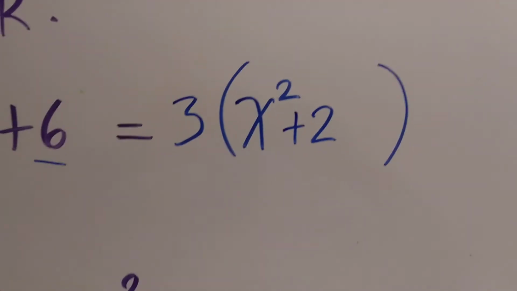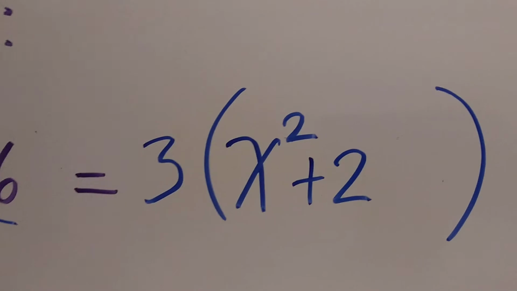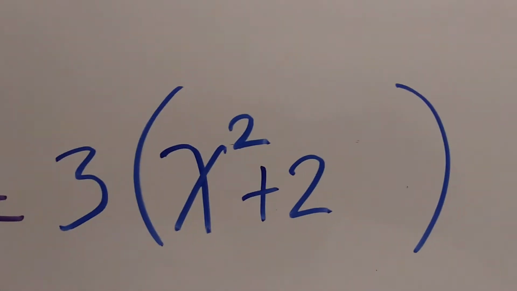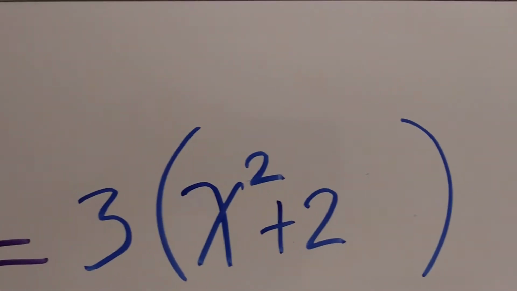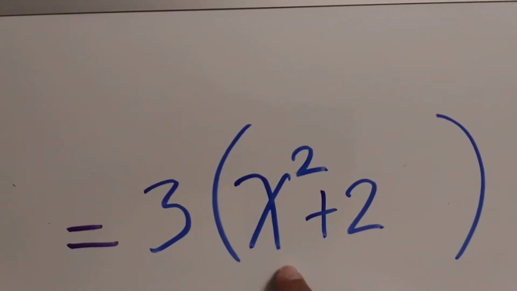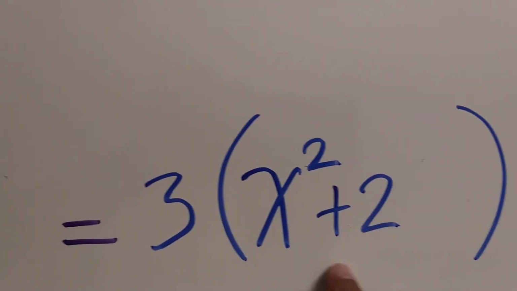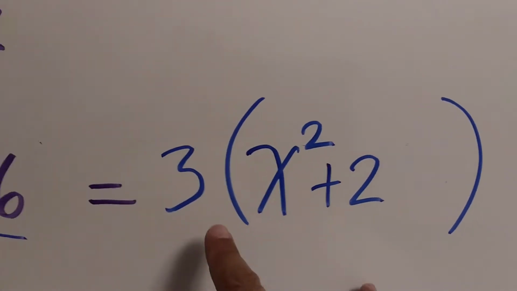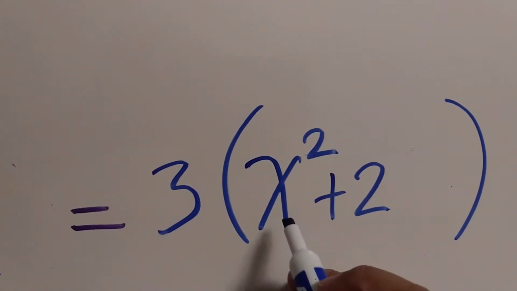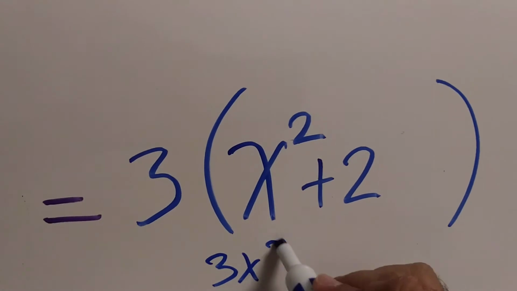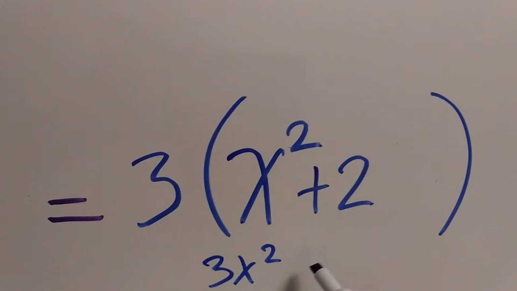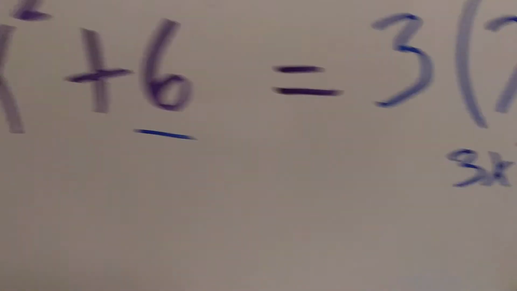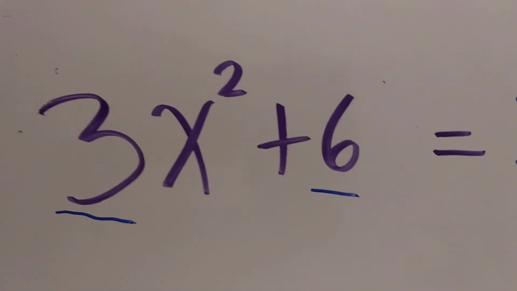Now, one thing to keep in mind is that if you want to verify that you did it correctly, you can always redistribute this 3 into the answer that you came to, to verify that it's true. So let's go ahead and do that by redistributing that 3. 3 times x to the second will give you 3x squared, and then 3 times 2 will give you a positive 6, correct? And 3x to the second plus 6 was our original problem, so therefore it's correct.